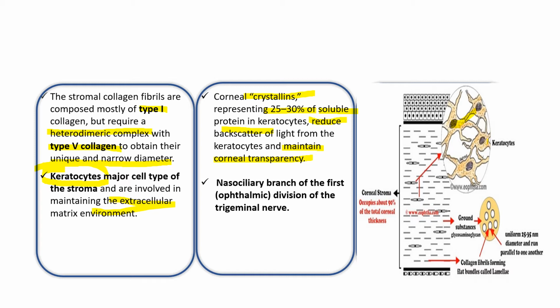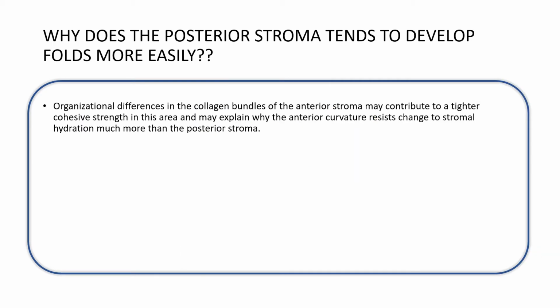Right, the corneal nerves and the sensations are derived from the nasociliary branch of the first ophthalmic division, that is V1. The first ophthalmic division of the trigeminal nerve supplies the cornea. This is an important MCQ question, so all the students should remember that this is the nasociliary branch of the ophthalmic division of the trigeminal nerve, right?